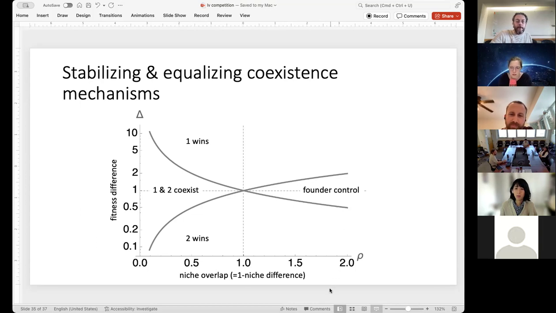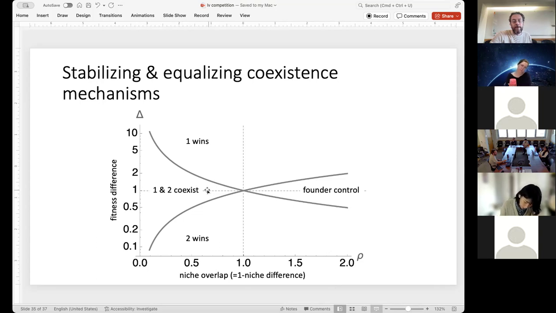Okay. We'll see this again later on, I'm sure, and you've run into this before. This is basically the Lotka-Volterra version of modern coexistence theory. The idea is that if you want species to coexist, you can do it two ways. Either you can have species with little inherent fitness difference, so you're on this horizontal dashed line. That's called an equalizing mechanism. Or another way to make species coexist is to decrease their niche overlap. That's called a stabilizing mechanism.